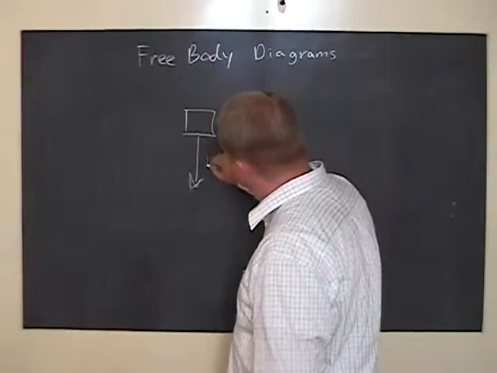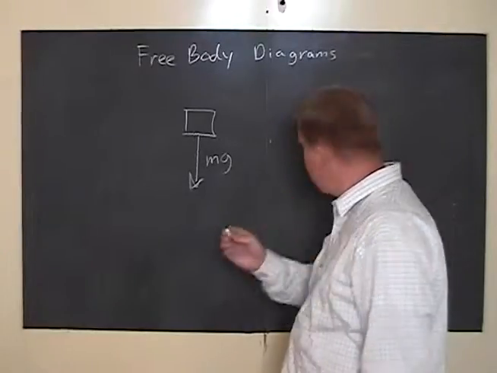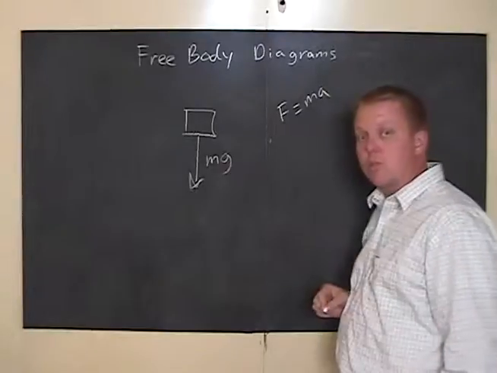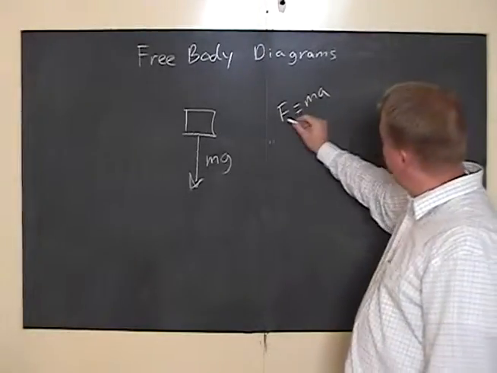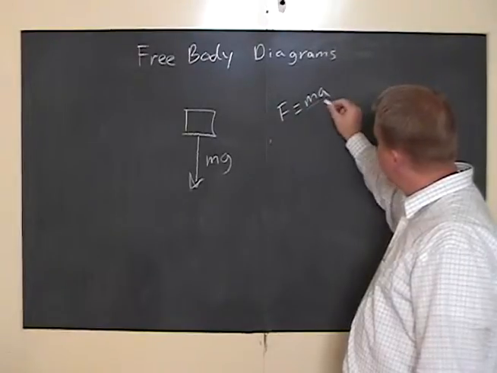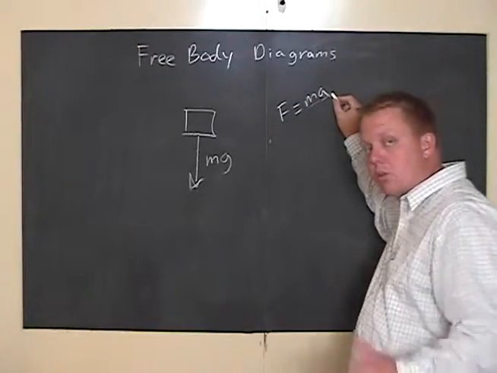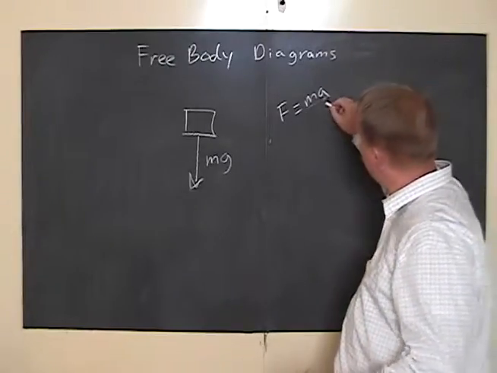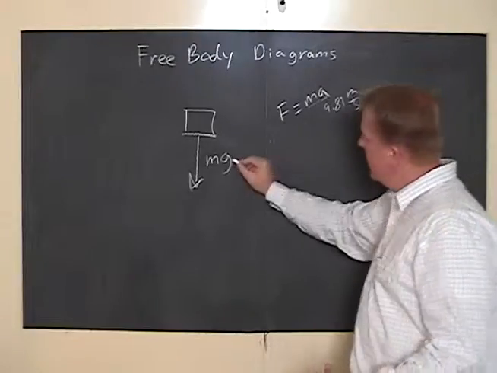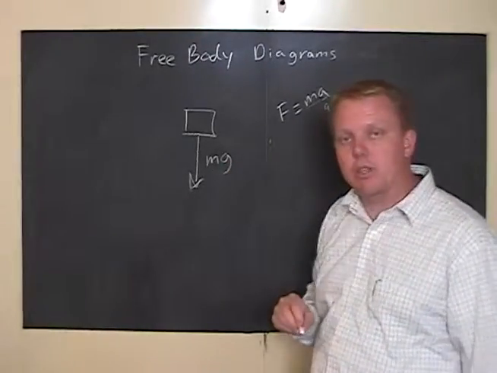I'm going to label that mg. I label that mg because F equals ma, Newton's second law of motion. The force of gravity on the object is going to be equal to the object's mass times its acceleration. Its acceleration in this case is equal to gravity's acceleration, which is 9.81 meters per second squared, or g. So mg, I label that force vector right there.